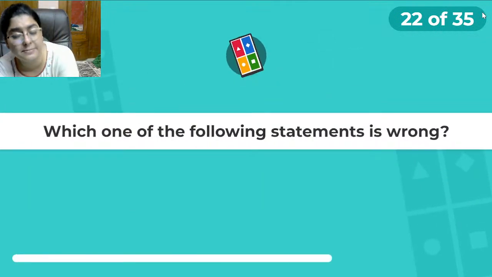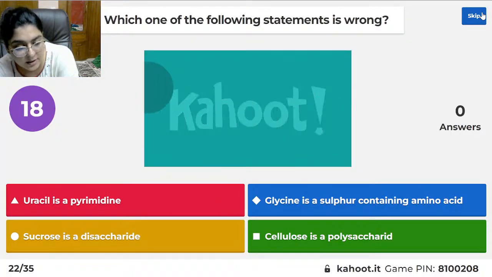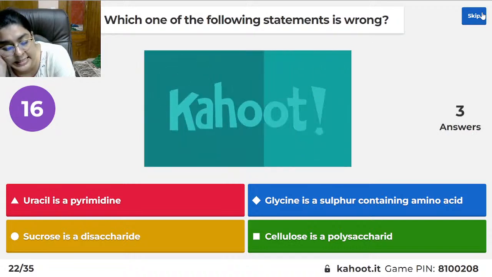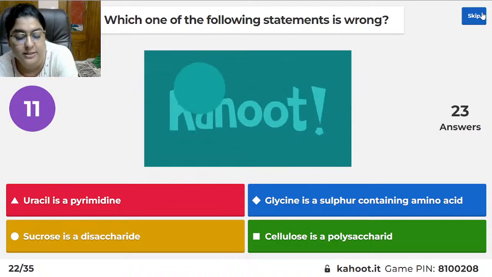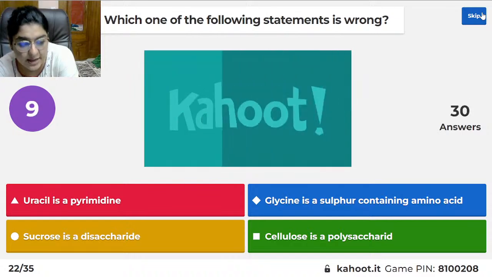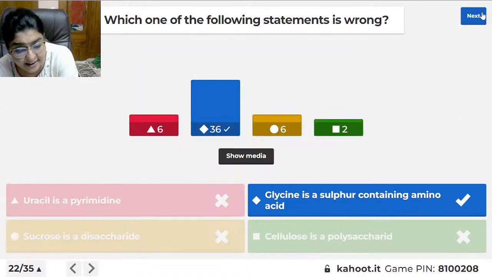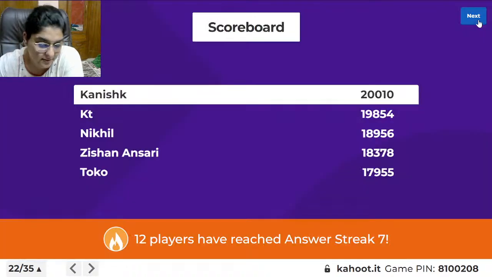Which one of the following statements is wrong? Uracil is a pyrimidine, glycine is a sulfur-containing amino acid, sucrose is a disaccharide, cellulose is a polysaccharide. We have to find the wrong, the incorrect statement. Very good. Glycine is the simplest amino acid, but it's not a sulfur-containing amino acid. The sulfur-containing amino acids are cysteine and methionine.